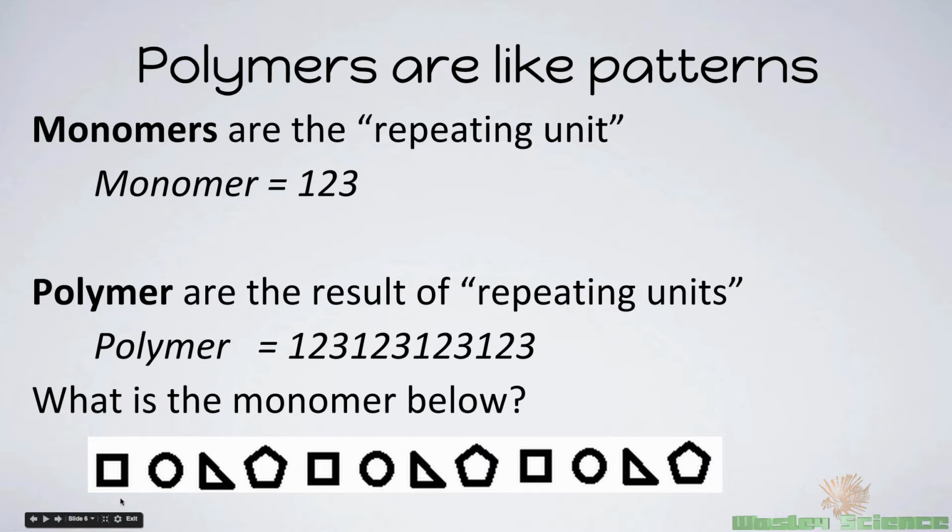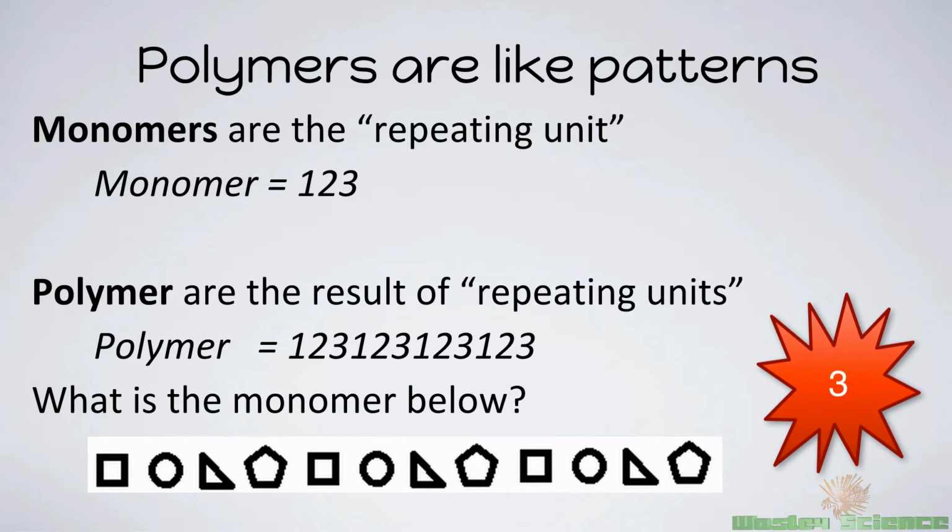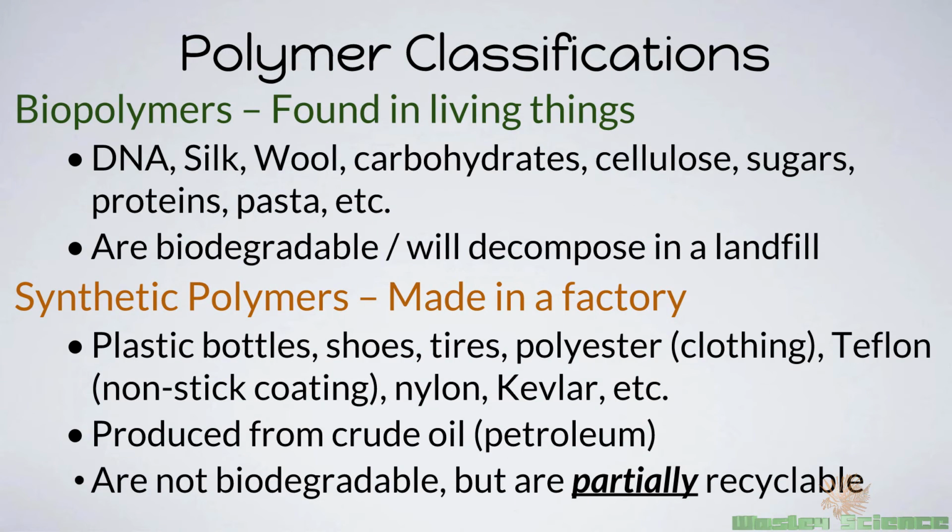So the monomer would actually be square, circle, triangle, pentagon. So again, if you look at this and I ask you how many monomers are on this polymer, you should say three. All right, very good. All right, let's classify two different polymers here.